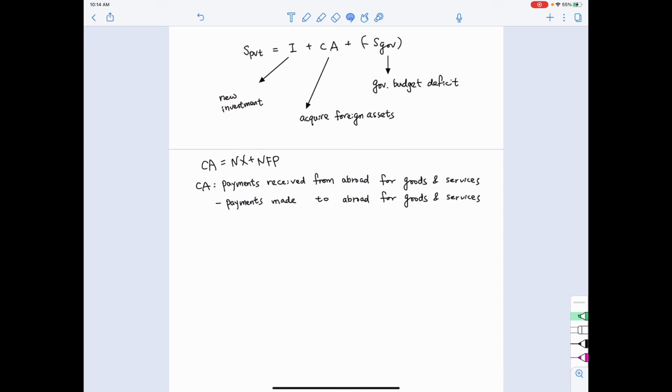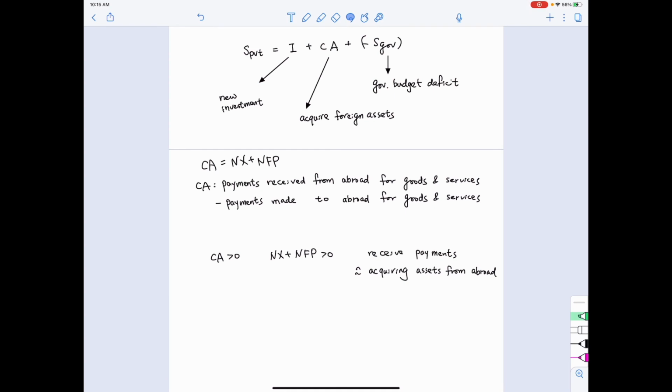Because when we sell goods, or when we provide our factors of production to produce goods outside of the country border, we in fact receive payments from abroad for the goods and services that we provided. And here we're looking at the net, so we also need to subtract the payment we made to abroad for goods and services. So why, when the current account balance is positive, does it mean that we acquire foreign assets from abroad? That is because when it is positive, it means that we receive payments from abroad. When we ship goods that we produce, for example, we produce this computer and ship it to the US, then we are going to receive payments.